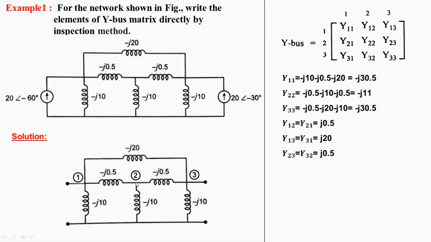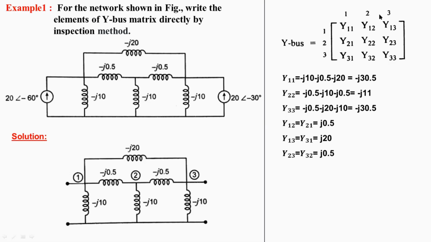Similarly, for Y22 and Y33. For Y22, these 3 branches are connected at node 2: minus J0.5, minus J10, minus J0.5. Add these 3 admittances, you get minus J11. Then finally, in case of the third node, 3 branches: minus J20, minus J0.5, minus J10. You get the summation as minus J30.5.